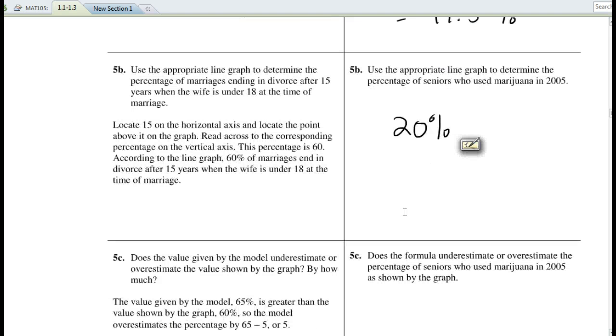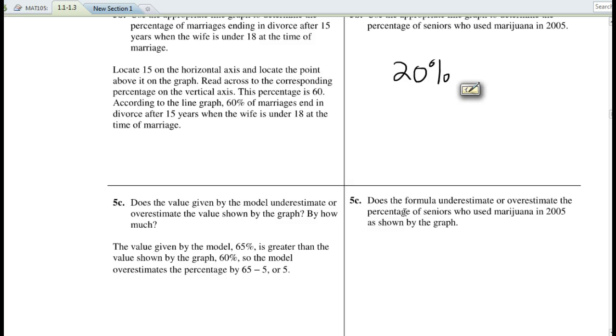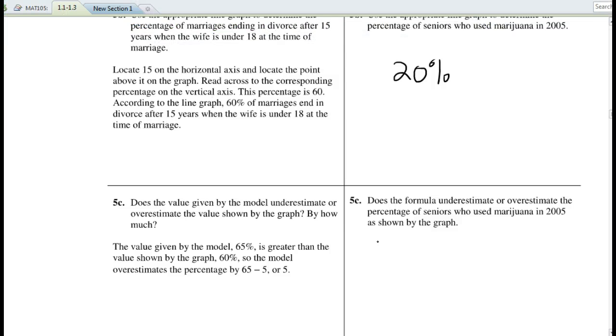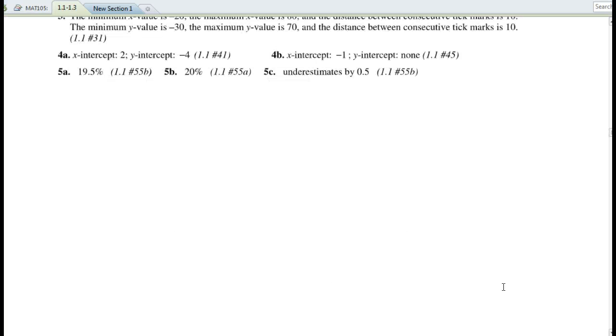So let's look at the formula. Does it overestimate or underestimate the percentage of seniors who used marijuana in 2005? Well, since the formula is 19.5, that's less than 20. So we're going to say it underestimates. Gosh, I'm writing a little bit sloppy today. So let's say it underestimates by 0.5%. There you go. And that's it. Check it out. Underestimates by 0.5%. We got the answer right.